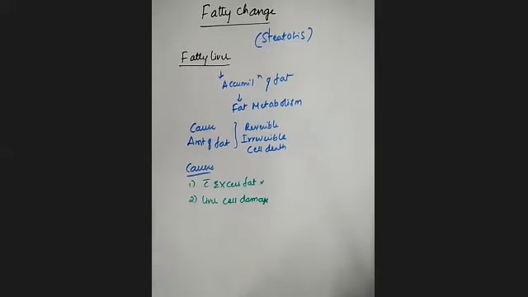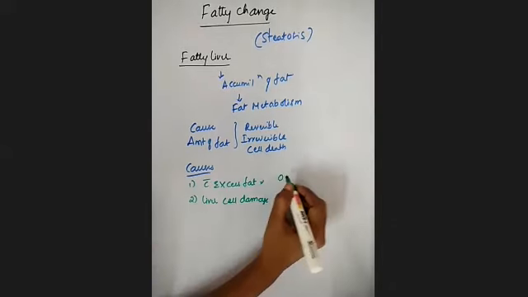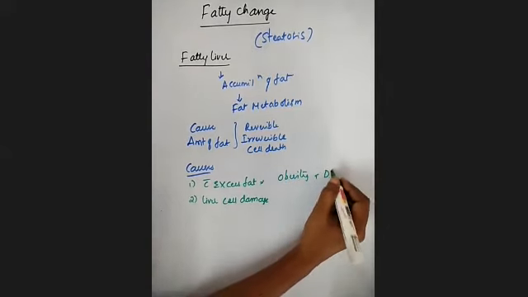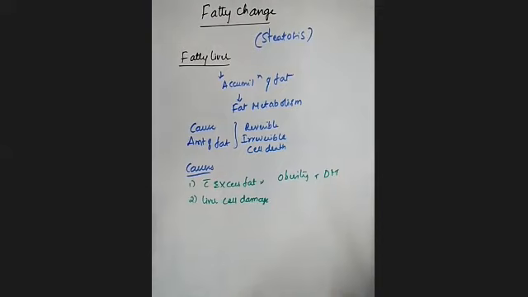For conditions with excess fat, an example is obesity. Anybody suffering from obesity and diabetes mellitus definitely has a chance of developing fatty liver. Those having obesity and diabetes mellitus have a chance of developing fatty liver. The next one is liver cell damage.